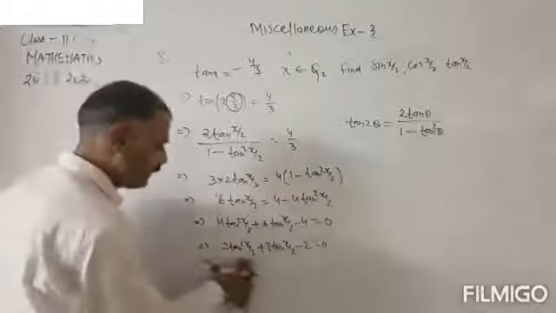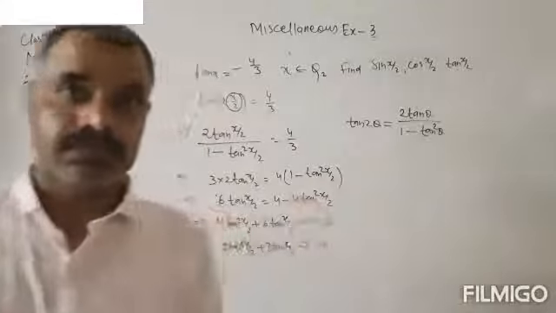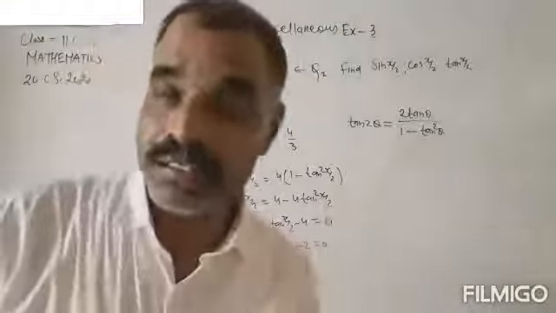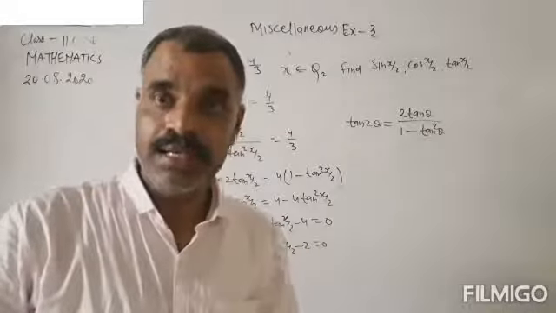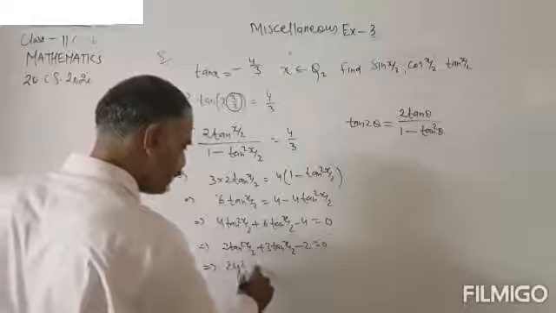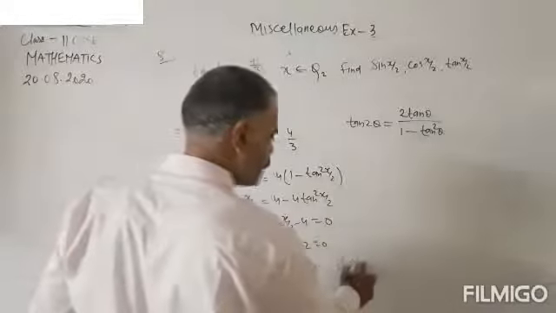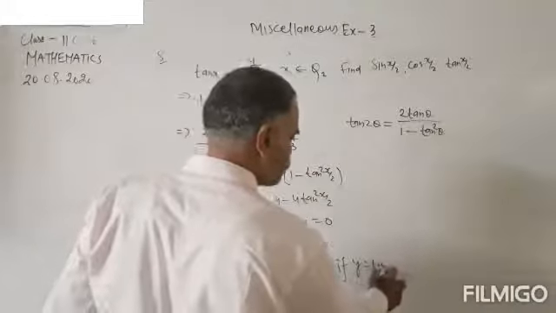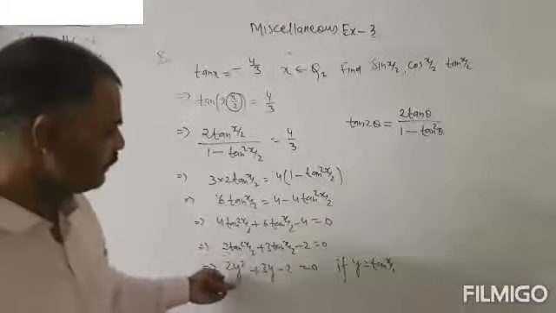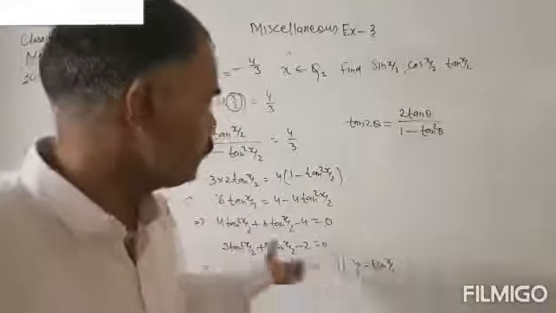Now this given trigonometric equation is quadratic in tan x by 2. This can be written as 2y square plus 3y minus 2 is equals to 0 if y is equals to tan x by 2. Now we have to factorize this.